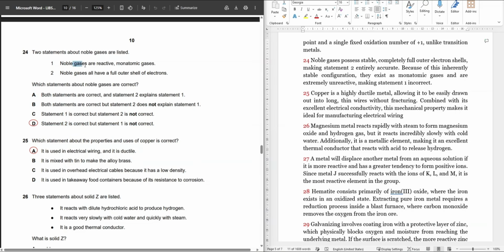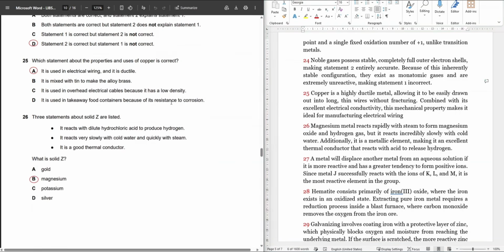Noble gases are reactive, monatomic gases. This is a wrong statement. The explanation to this is that noble gases possess stable, completely full outer electron shells, making statement 2 entirely accurate. Because of this inherently stable configuration, they exist as monatomic gases and are extremely unreactive, making statement 1 incorrect. Okay, now let's move on.